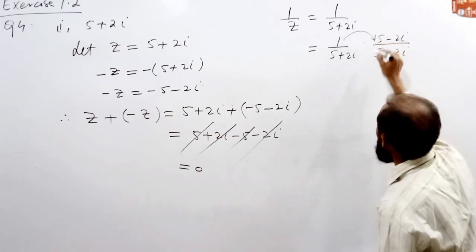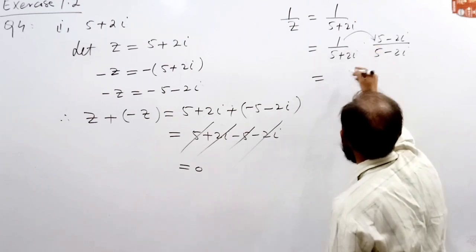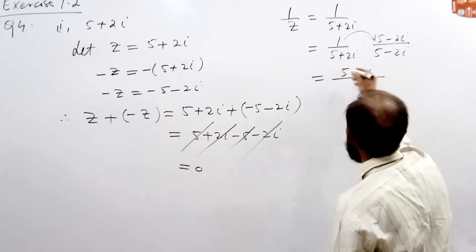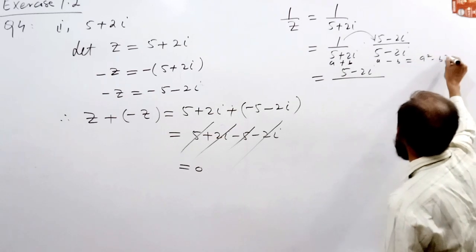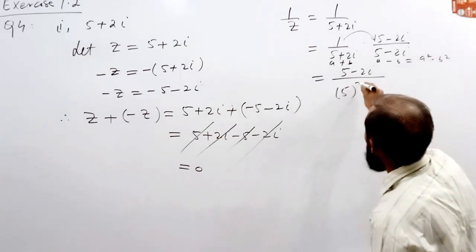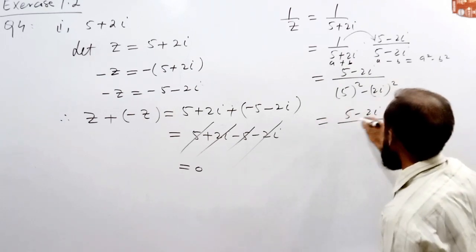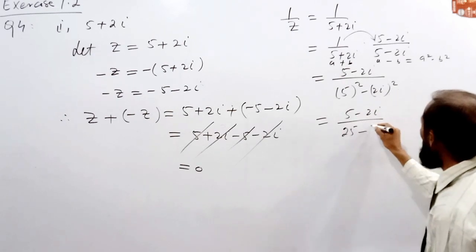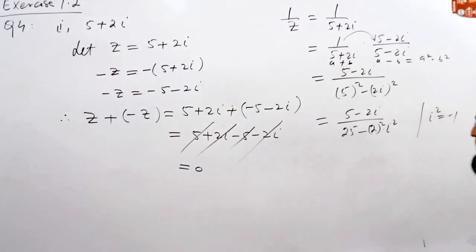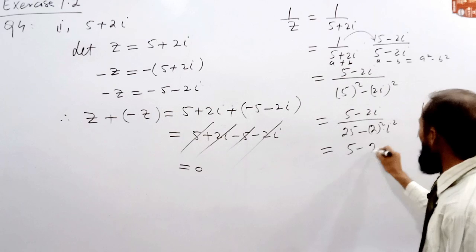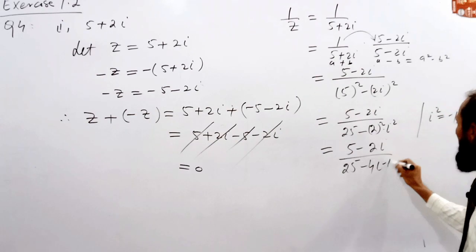Now the numerator is multiplied: 1 multiplied by 5 minus 2 iota. And in the denominator we use the formula a plus b times a minus b is equal to a square minus b square. So 5 square minus 2 iota whole square. Now expand this: 25 minus 4 iota square, and iota square is equal to minus 1. Now we simplify this one: 5 minus 2 iota divided by 25 minus 4 iota square, which is minus 1.